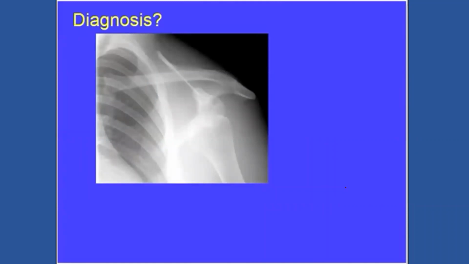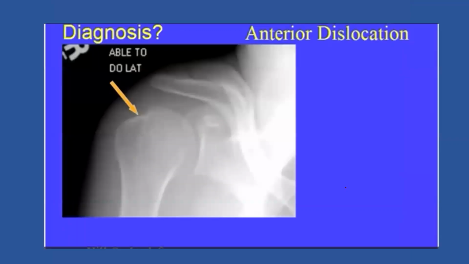This is a young individual, 20 years old, who came presenting with this problem. He had prominence underneath the acromion. He had the gap beneath it and fullness anteriorly. And this patient ended up having an anterior dislocation of the shoulder. If you notice, after reduction, there is a defect on the upper superior outer aspect of the head. And this is what we call a Hill-Sachs lesion. This is secondary to impingement of the head on the antero-inferior aspect of the glenoid.